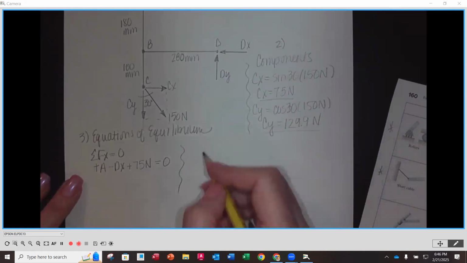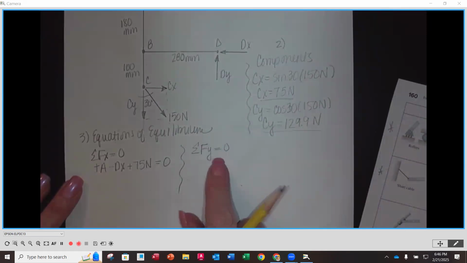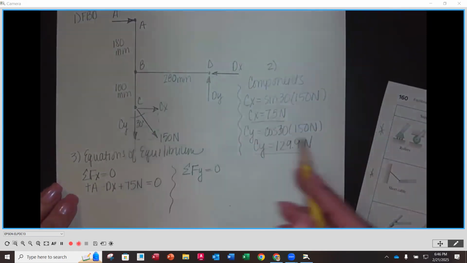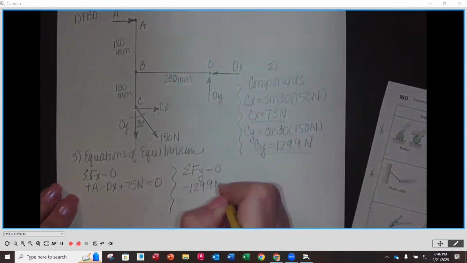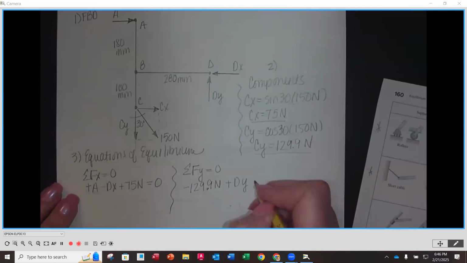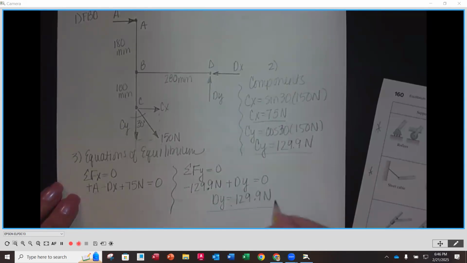I'm gonna do the sum of the forces in the y and see how far we get. Sum of the forces in the y equals 0. Now we're gonna look up here. I've got a negative Cy, which is a negative 129.9 newtons. Okay, coming down. And we've got a positive Dy equal to 0. Well, that's promising. I put that to the other side. I've only got one unknown, right? Dy is equal to 129.9 newtons. Yay. Okay.